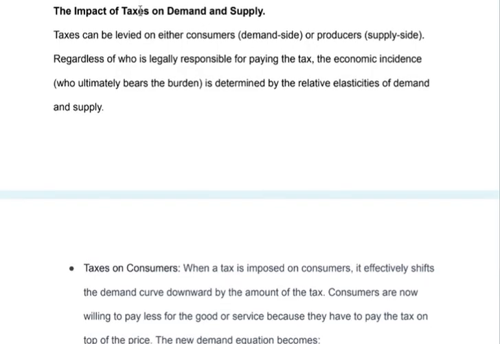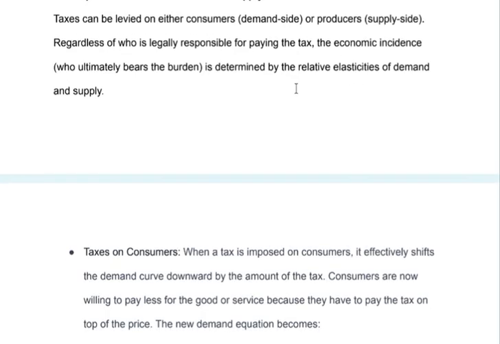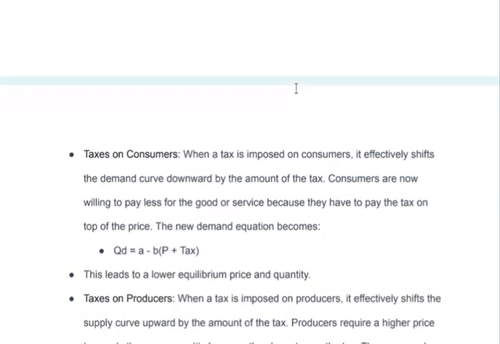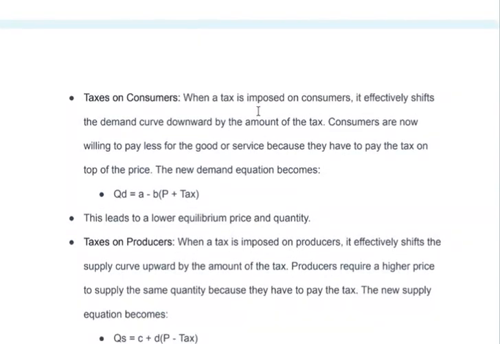The impact of taxes on demand and supply. Taxes can be levied on either consumers or producers. Regardless of who is legally responsible for paying the tax, the economic incidence is determined by the relative elasticities of demand and supply.